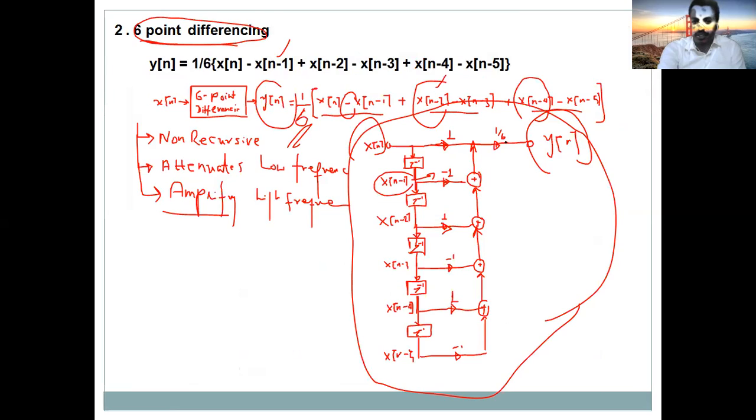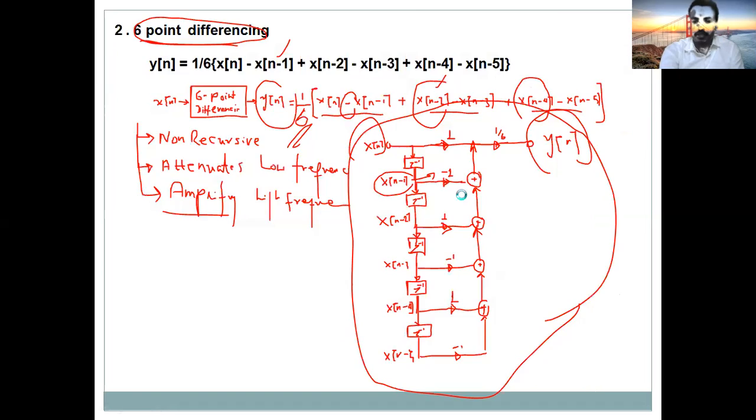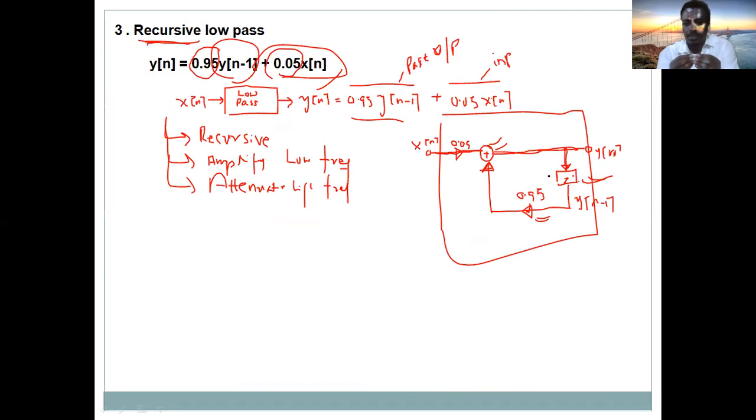But the previous non-recursive low-pass filter, you can see here, it's also a low-pass filter. But how many adders? 1, 2, 3, 4, 5 adders. To construct this, we need 5 memory elements, unit delay elements. We need multipliers 1, 2, 3, 4, 5, 6, 7 multipliers. So you see, we are using so many components to construct this system. But in the recursive case, with one multiplier, one adder, one unit delay element, a low pass filter can be constructed. So recursive design is more economical.